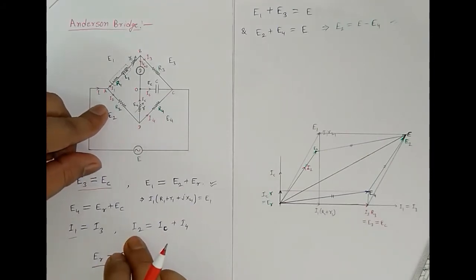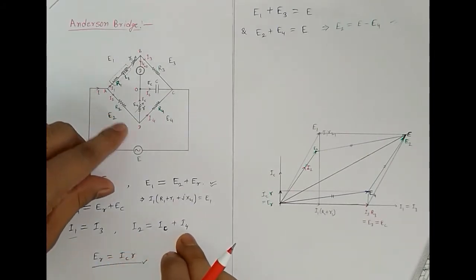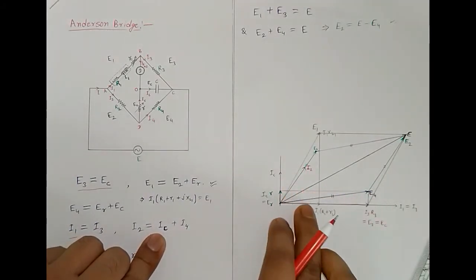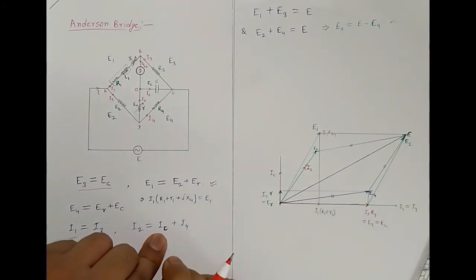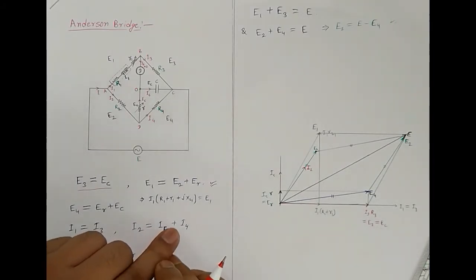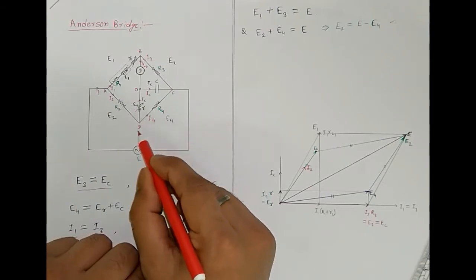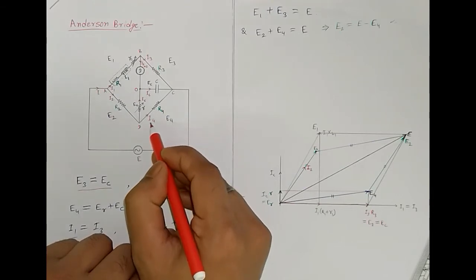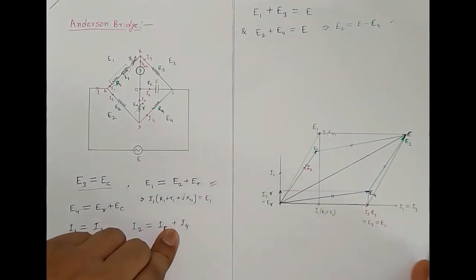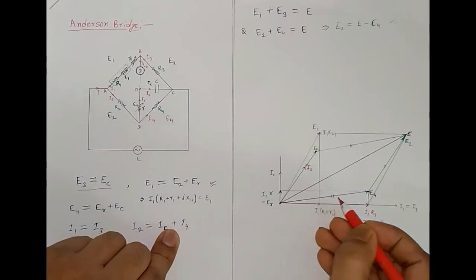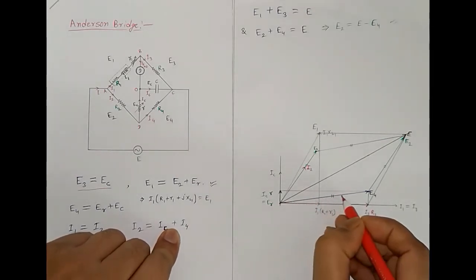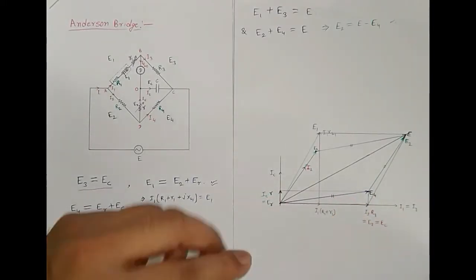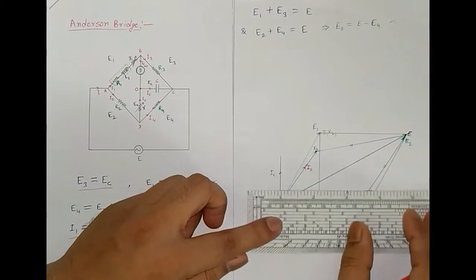Since we know that I2 equals IC plus I4, if we draw a parallel line to this one, the direction of I4 will be along the direction of E4, because E4 and I4 should be on the same line due to the pure resistance. So obviously the direction of I4 will be along this, but I4 plus IC gives us I2. That means the magnitude portion of this I4 will be what?